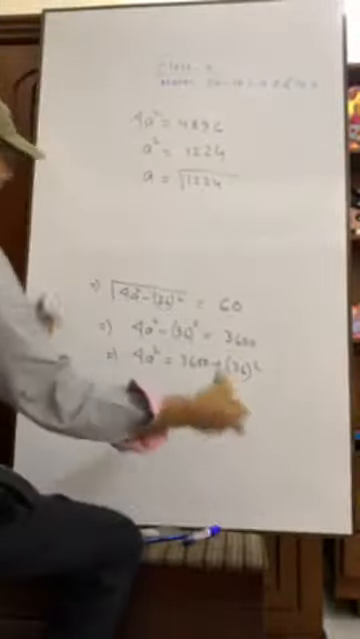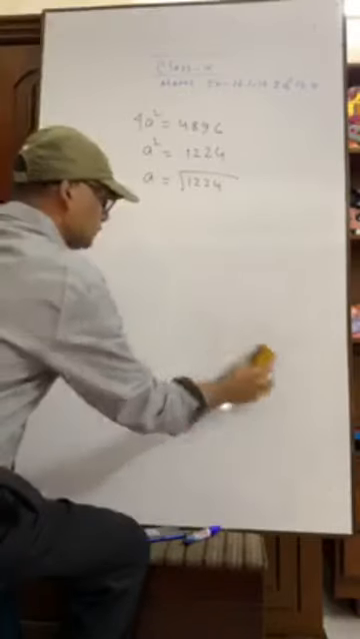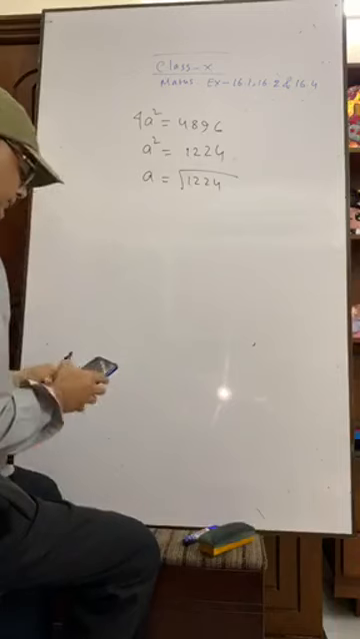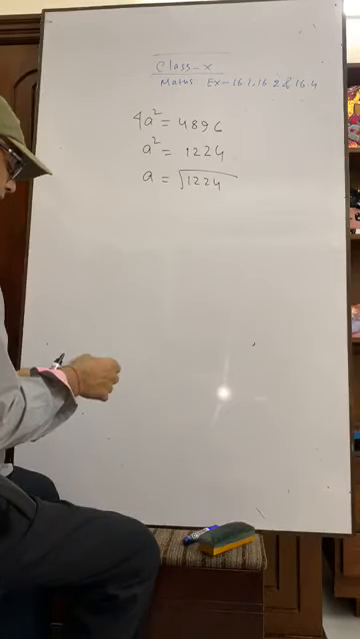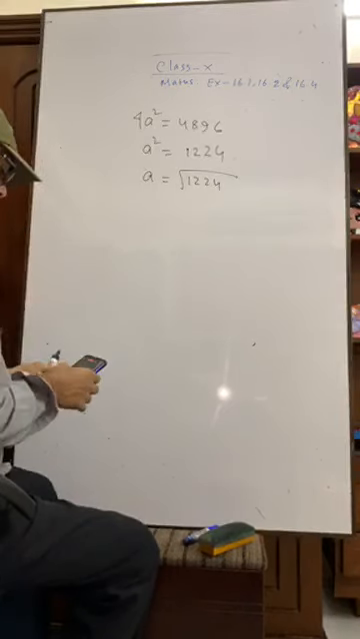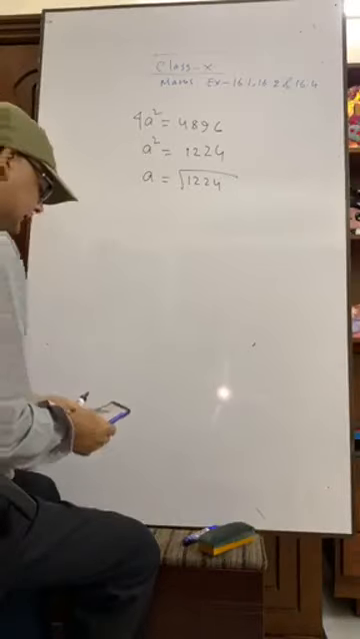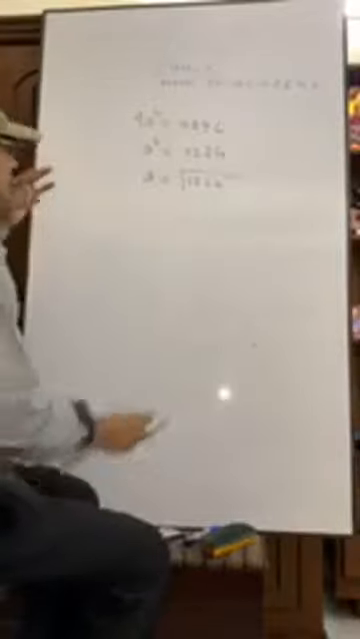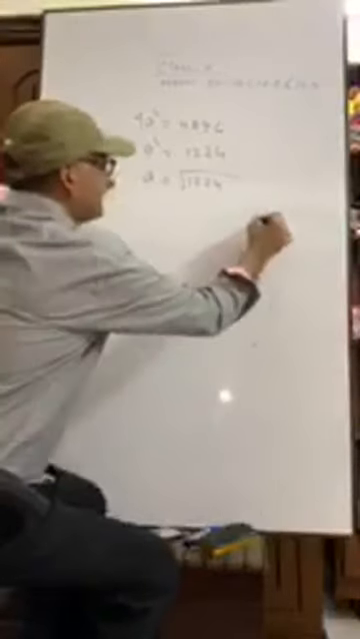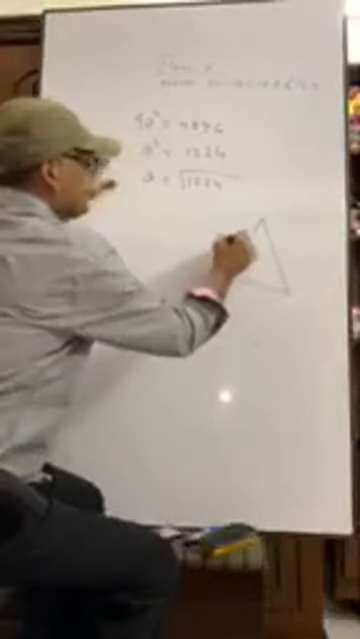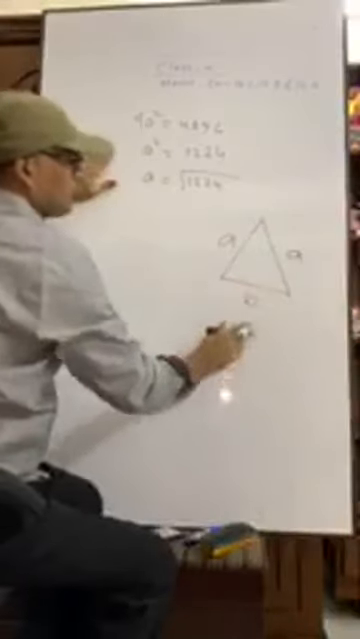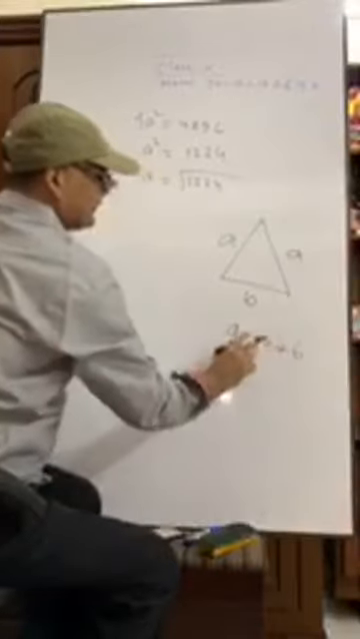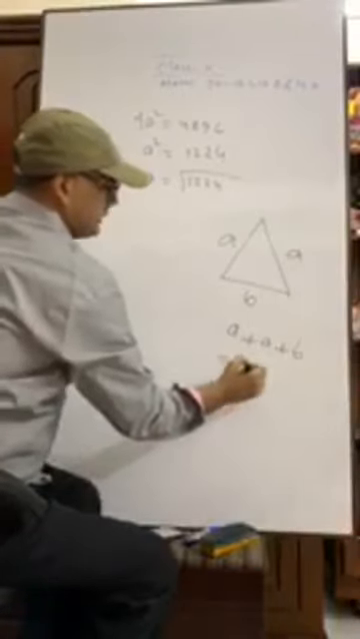Now in the question you are told to find the perimeter of the triangle. How can we find it? Perimeter means what? Suppose this is an isosceles triangle, this is A, this is A, this is B. So what is the perimeter? A plus A plus B. That means 2A plus B.